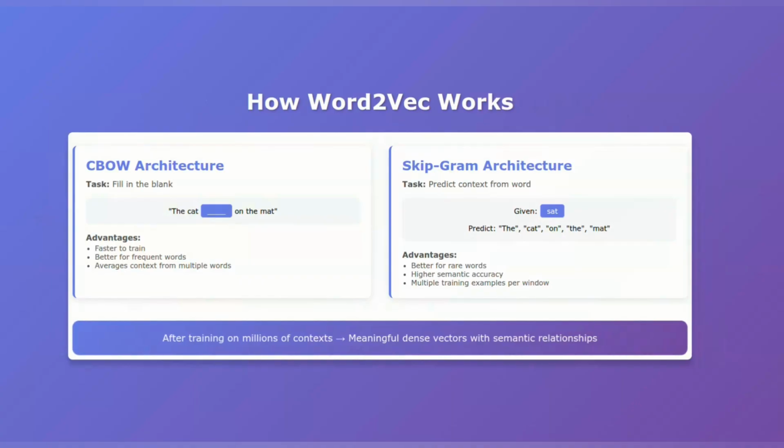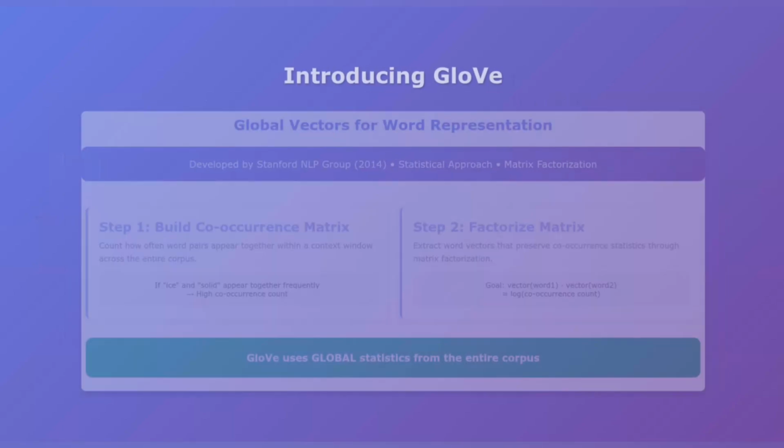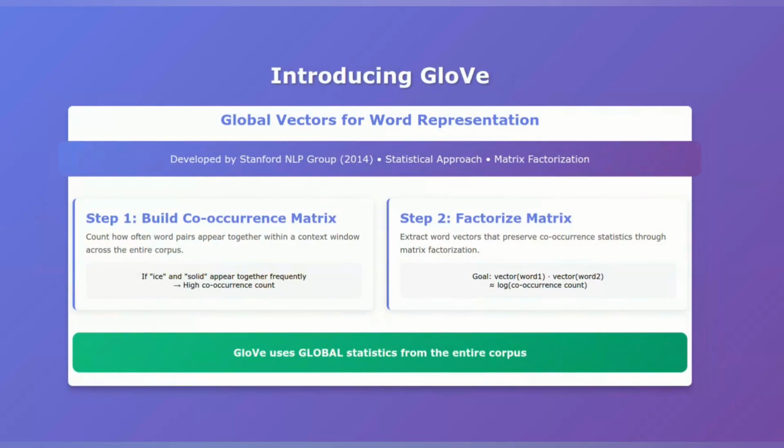The beautiful part? Whether you use CBOW or Skip-Gram, after training on millions of contexts across your entire corpus, you end up with these meaningful, dense vector embeddings that capture semantic relationships. Now let's shift gears and talk about GloVe, Global Vectors for Word Representation. GloVe was developed by the Stanford NLP Group in 2014, and it takes a completely different approach from Word2Vec. Instead of predicting context words like Word2Vec does, GloVe takes a more statistical approach. It starts by building something called a global word co-occurrence matrix from your entire corpus.